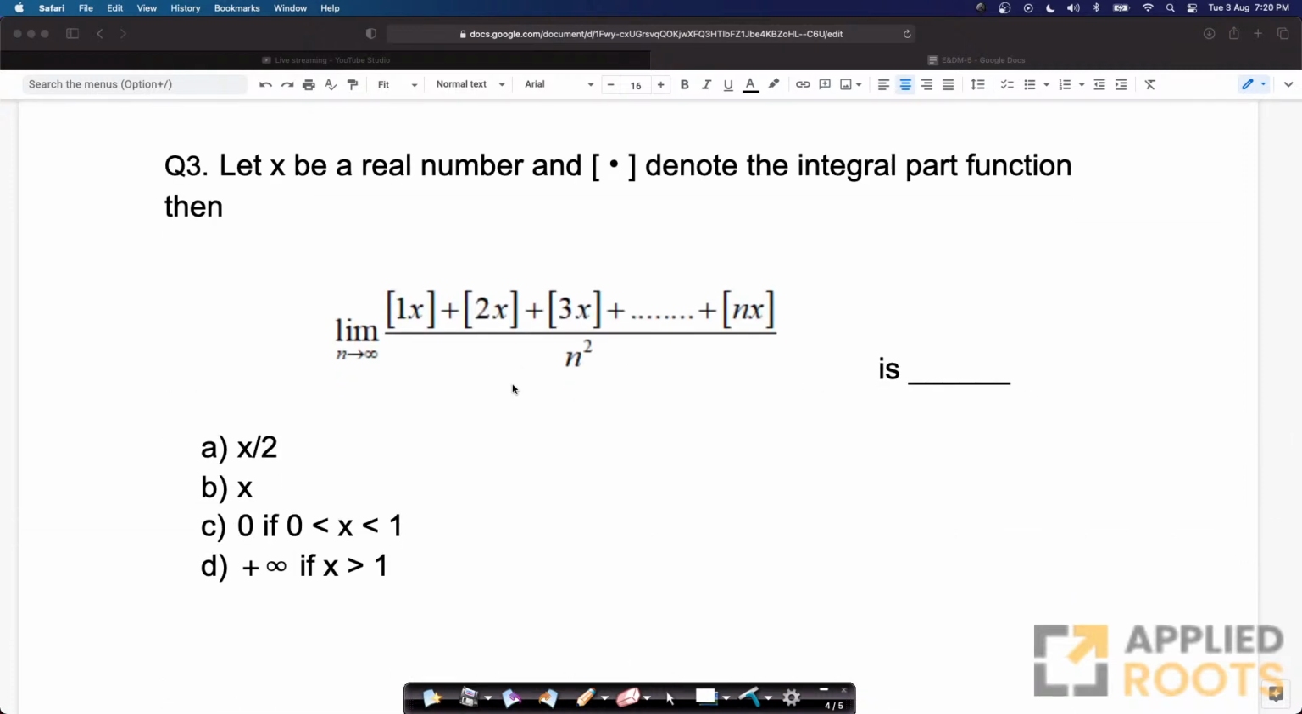Okay, sounds good. So with that out of the way, let's get into some calculus. For those of you who don't know what an integral part means, if you have 2.3, the integral part of it is 2, right? The integer part of it, that's what it means. In case you don't know what it means, don't get confused with integrals.